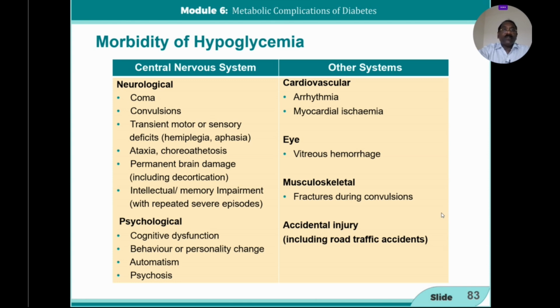Okay, so hypoglycemia is much more dangerous than hyperglycemia. I told you, no. So these are all the reasons for the morbidity and mortality in hypoglycemia. Suppose the patient already has diabetic retinopathy, there will be vitreous hemorrhage, musculoskeletal fractures because of falls due to unconsciousness, and accidental injury, including road traffic accidents. So when the person is in severe hypoglycemia, there is a lack of concentration, which leads to accidents.